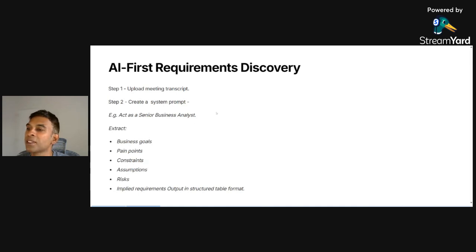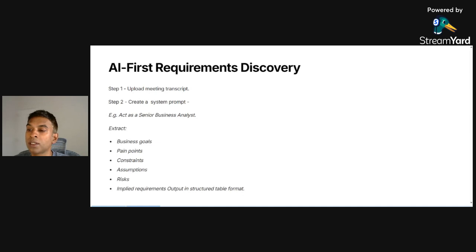The second step is I create a system prompt. What I mean by a system prompt, I hope all of you know by now what a prompt is: how we give instructions to an LLM and get work out of it. So I'm not going to explain that here, but this is the idea. You create a system prompt.